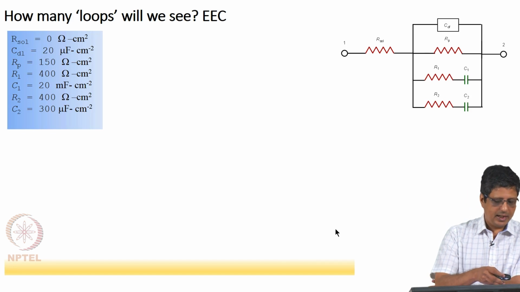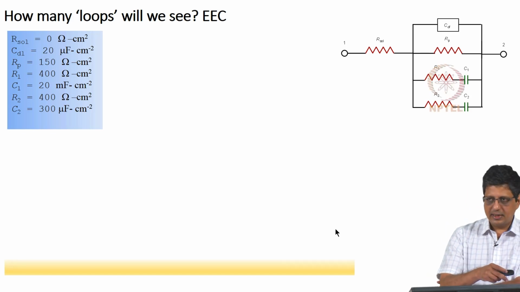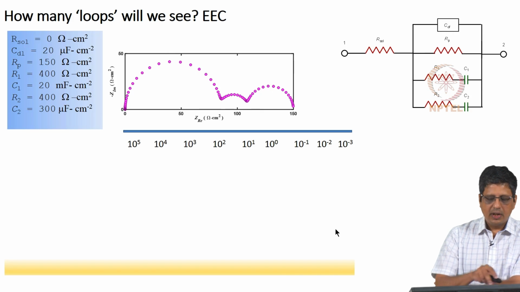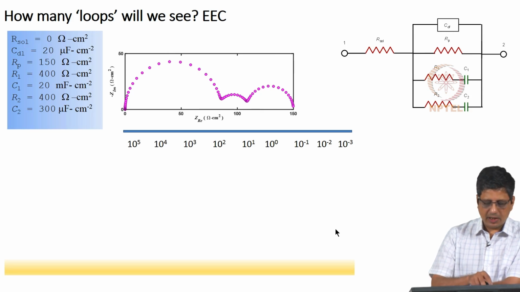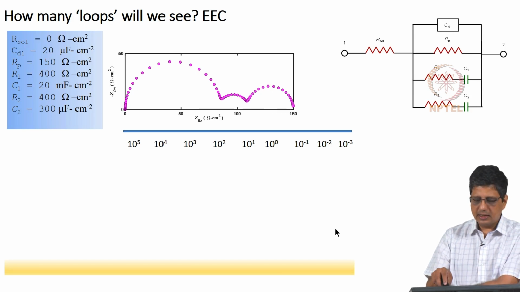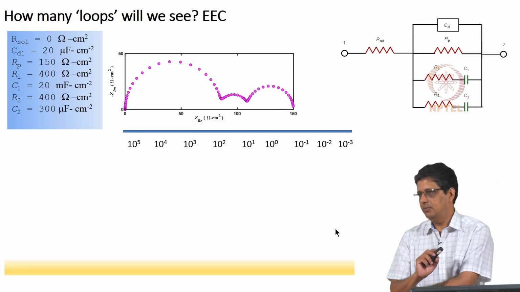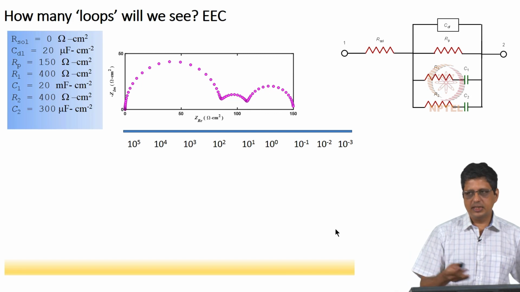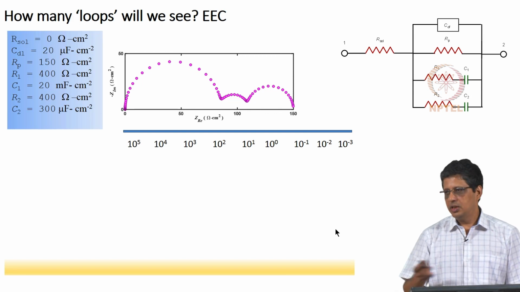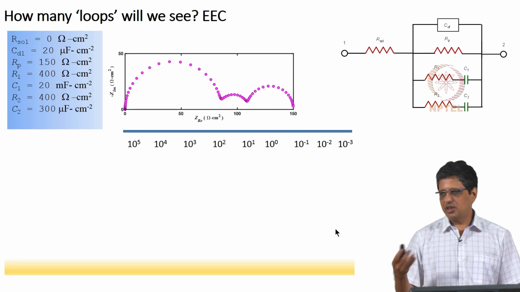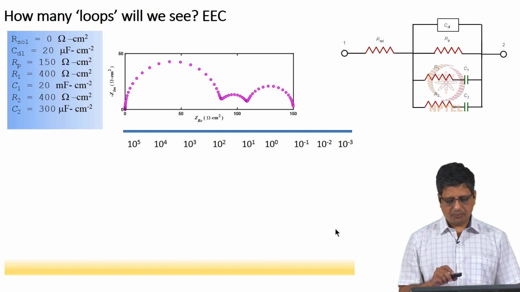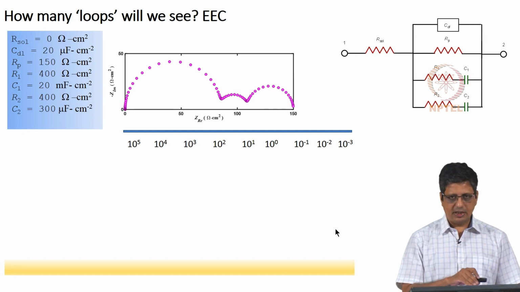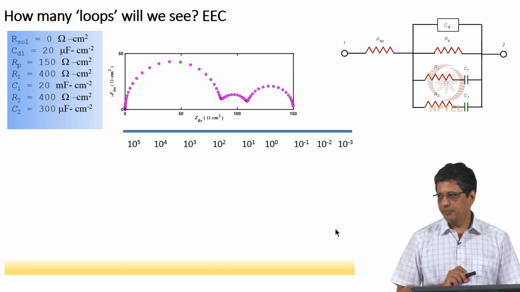If you have element values like this, and if you generate the spectrum from 10 power 5 hertz, that is 100 kilohertz, to 1 millihertz, you would see a spectrum like this. It is easy to do this in MATLAB or any other programming language, or use commercial software and simulate it, you will get this. So, right now believe me or trust me when I say you will get a loop like this.